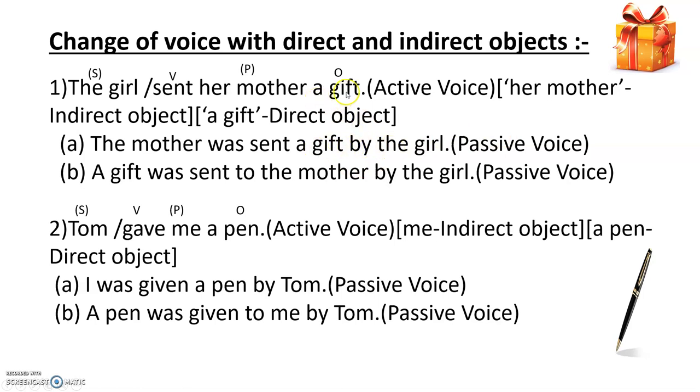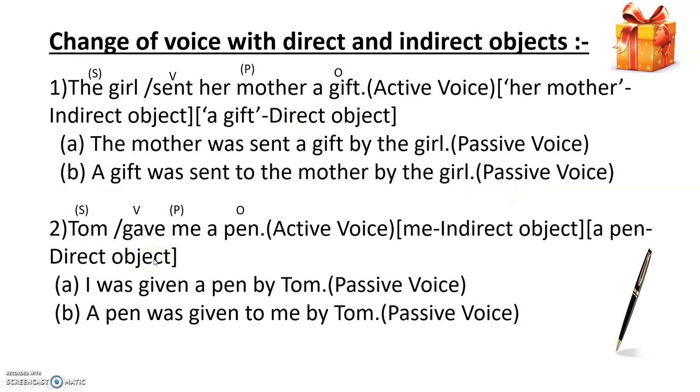Which is the other object? Gift. So, you can use this also, okay? A gift was sent to the mother by the girl. Yes, two answers, same meaning, and both are passive. This is how you're going to do when you have two objects.